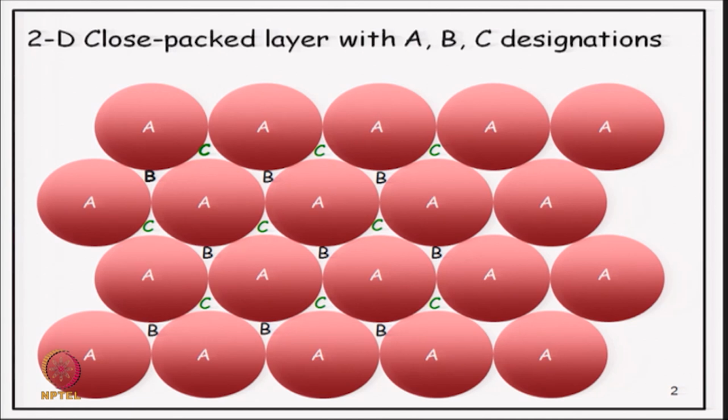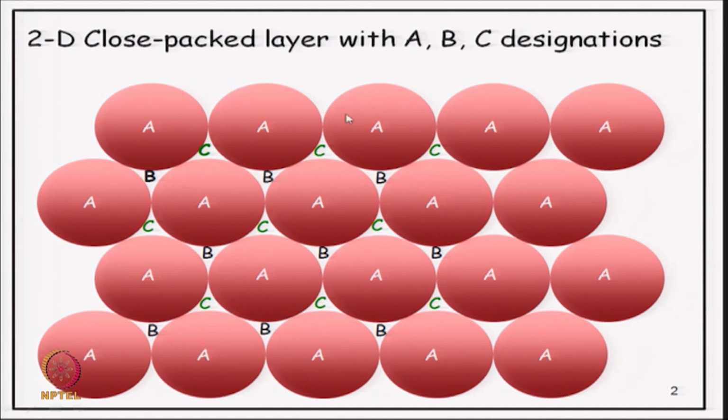Hello. In this video, we will look at one of the important classes of close-packed structure, the hexagonal close-packed structure, also known as HCP. In the last video, we introduced the concept of close packing of hard spheres. We looked at a two-dimensional close packed layer, a hexagonal layer, which is shown here, and introduced the designations A, B and C for different layers.